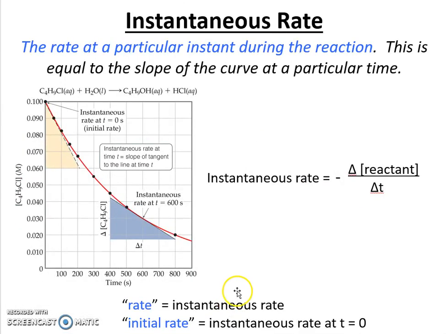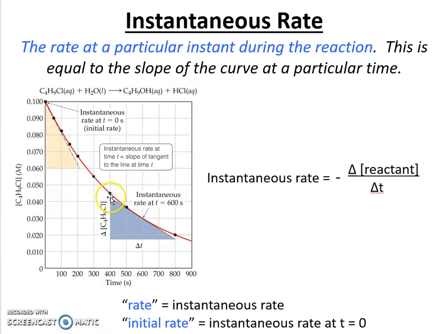But we can also talk about the instantaneous rate of a reaction, which is just the rate at a particular instant during the reaction. And we could say this is equal to the slope of the curve at a particular time. If we were to look at the instantaneous rate at t equals 600 seconds, that's right here at this point. The only way we can calculate the instantaneous rate at t equals 600 seconds is to imagine that we draw a tangent line here that just touches at t equals 600 seconds.